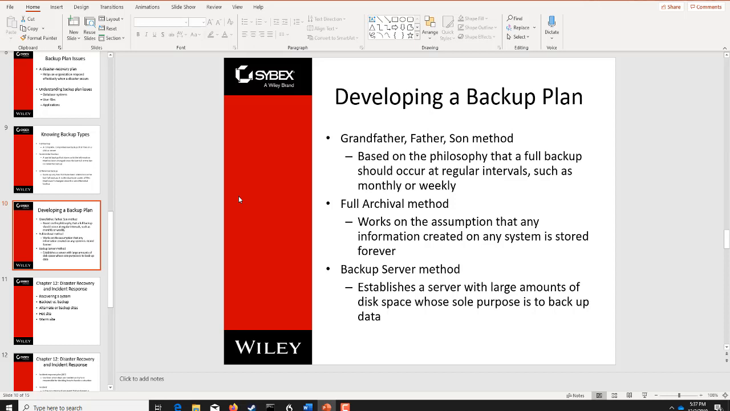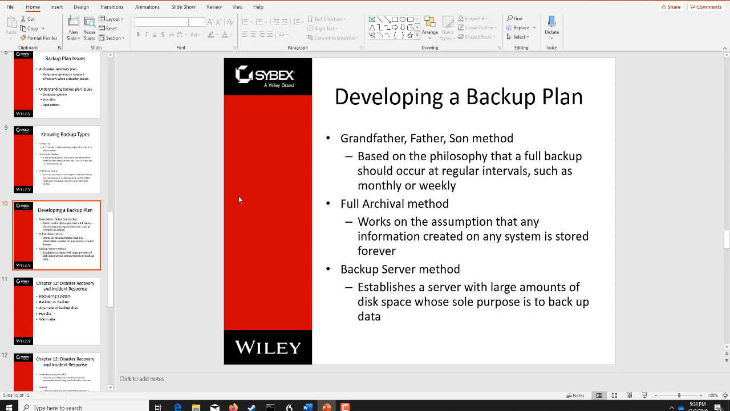So, developing a backup plan. The book actually does a really good job in kind of architecting this. So they have the grandfather, father, son method, or grandfather, father, child method, if you will. And it's based on the philosophy that a full backup should occur at regular intervals, such as weekly or monthly. A full archival method works along the assumption that any information created on any system is stored forever. We're never going to delete anything. Wow, that can become really expensive. It depends on how big your business is, right?